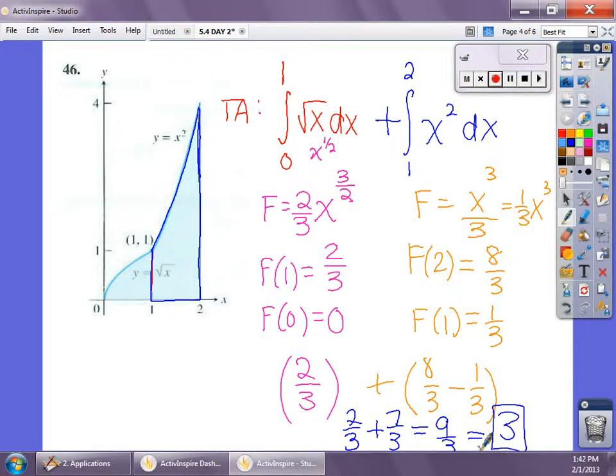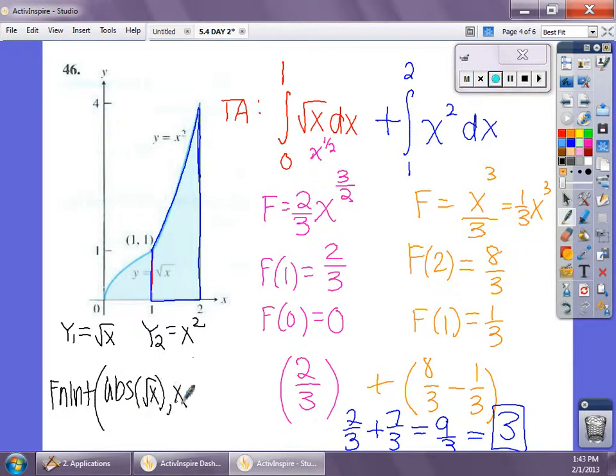All right, so that is essentially what I want you to do algebraically, and then I want you to show what you would have typed in the calculator to get your answer. So for this guy, I would have put inside of function y1 the root of x. In function y2, I would have put x squared, and then I would have done fnInt of the absolute value of root of x, comma x, comma 0, comma 1, plus fnInt of the absolute value of x squared, comma x, comma 1, comma 2.